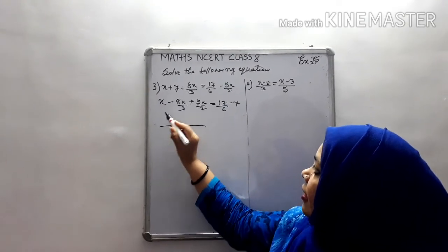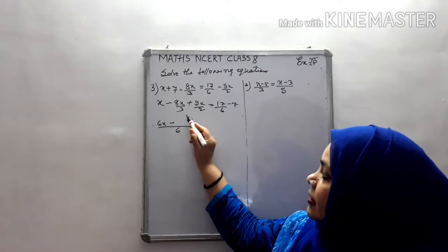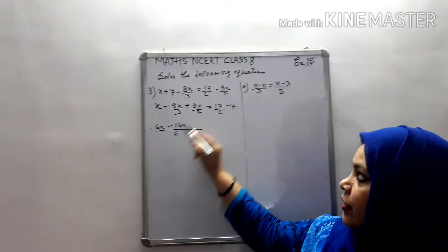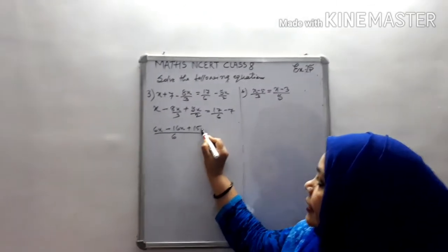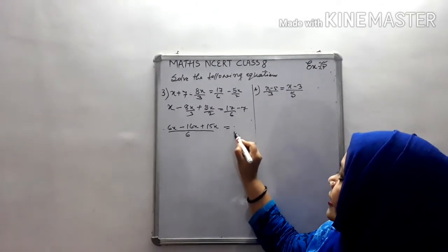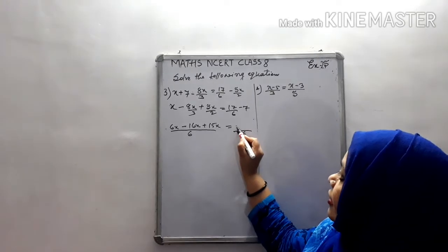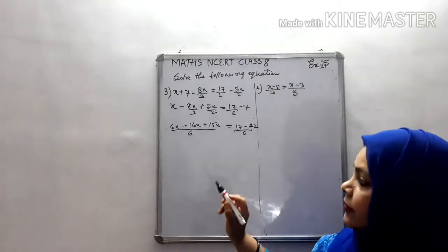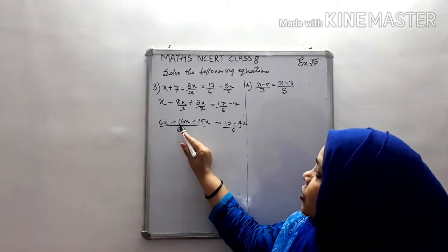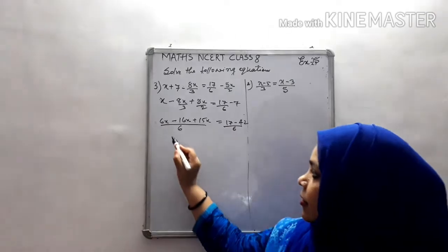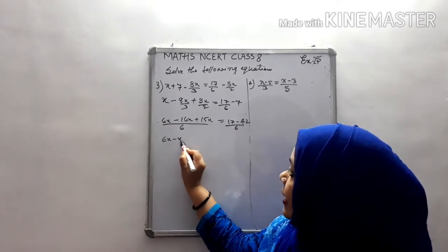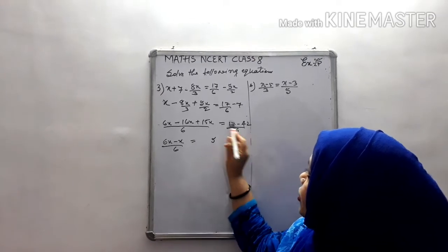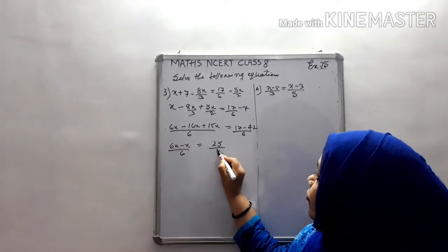6. 6 into x, 6x minus 3 8s are 24... 16x. Now 2 3s are 6, 3 came, 3 5s are 15. 15x is equal to, here take LCM of 6 only, so 6, 17 minus 7 6s are 42. Getting it? Now look here. Minus 16x and plus 15x means minus x. So minus x by 6 is equal to 17 minus 42, 25 by 6.